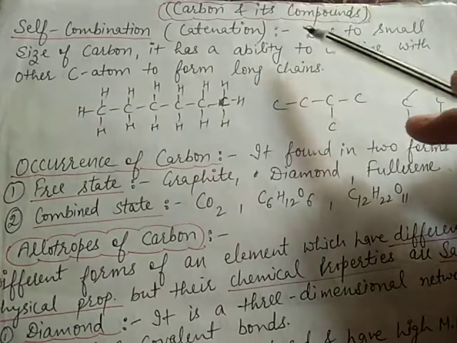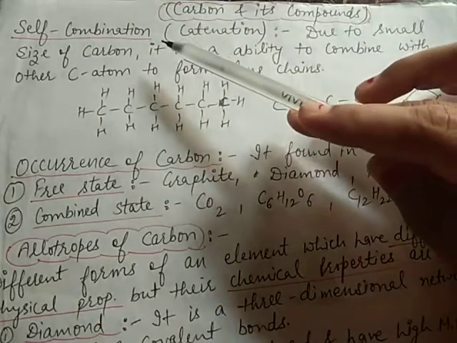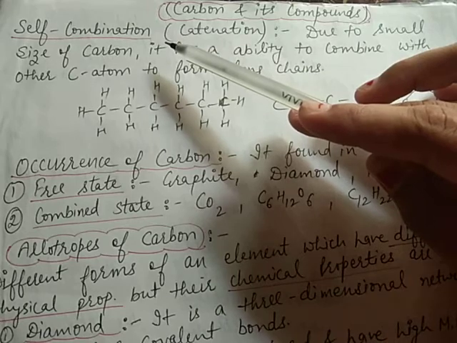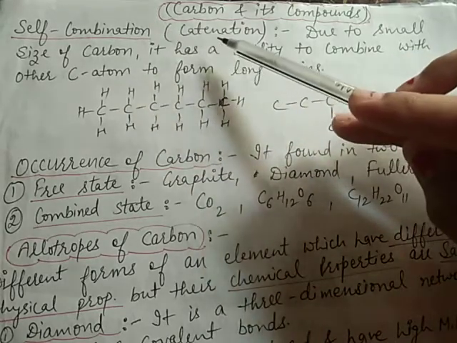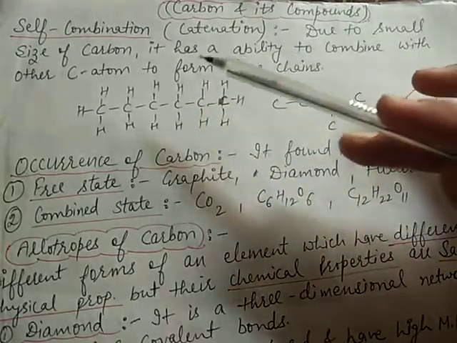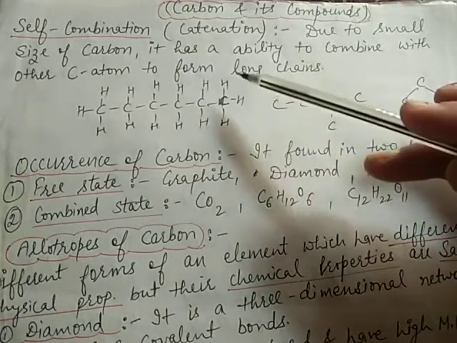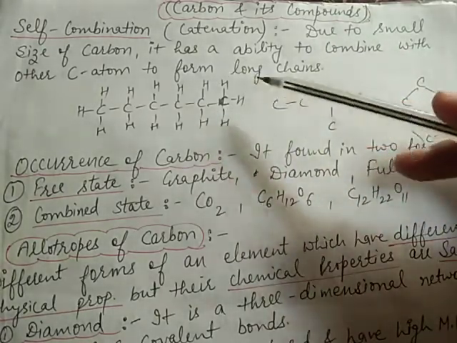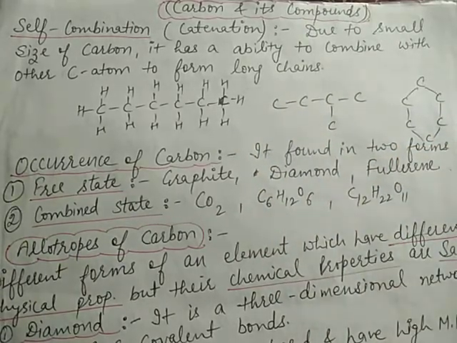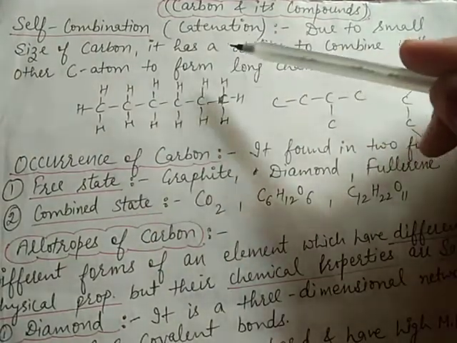Now, what are the properties of carbon? Carbon has one most important property, which is self combination. It is also called catenation, because due to the small size of carbon, it has an ability to combine with other carbon atoms to form a long chain. This is called self combination.